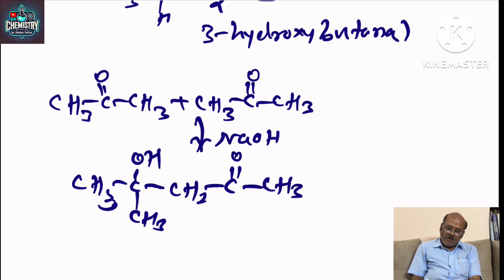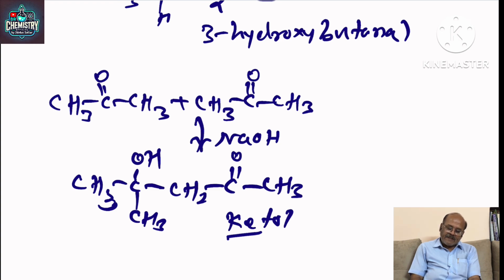In fact, it should be called a ketol, because it consists of a ketonic group and an alcoholic group. It will be called a ketol, but in general it is referred to as aldol condensation. So, what is aldol condensation? A carbonyl compound which contains at least one alpha hydrogen, on reacting with dilute sodium hydroxide, undergoes self condensation to form a beta hydroxy compound, and this beta hydroxy compound is generally referred to as aldol.